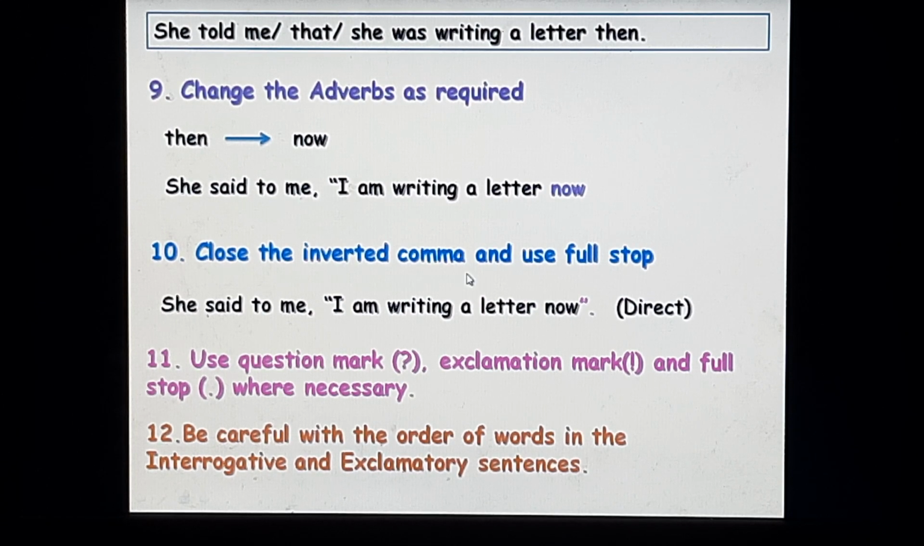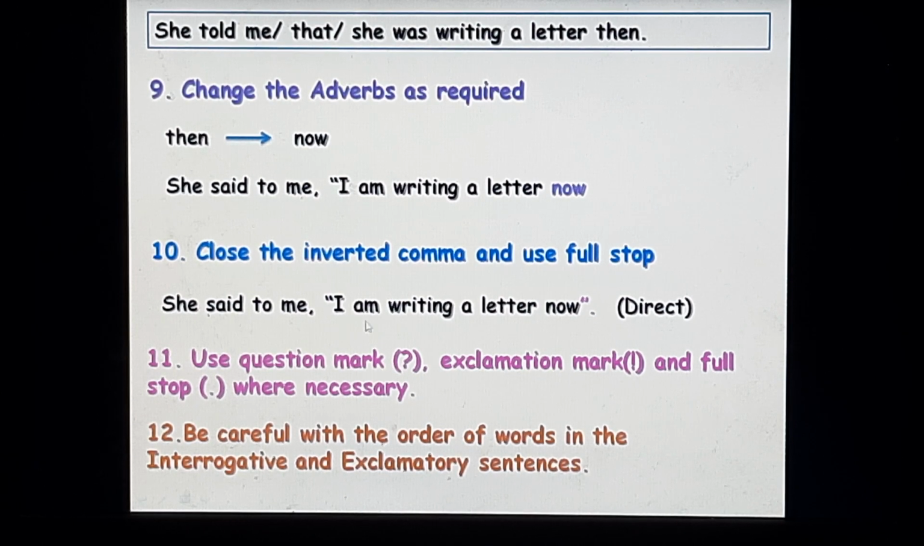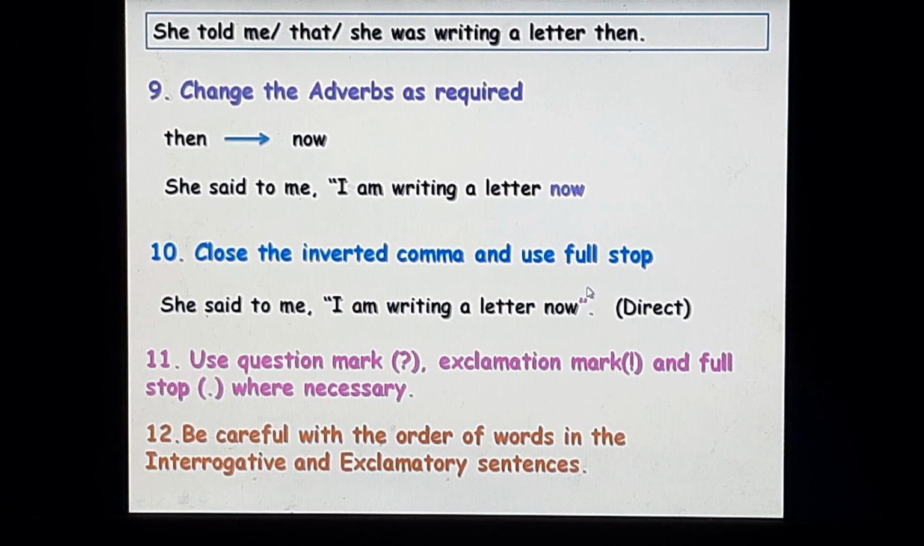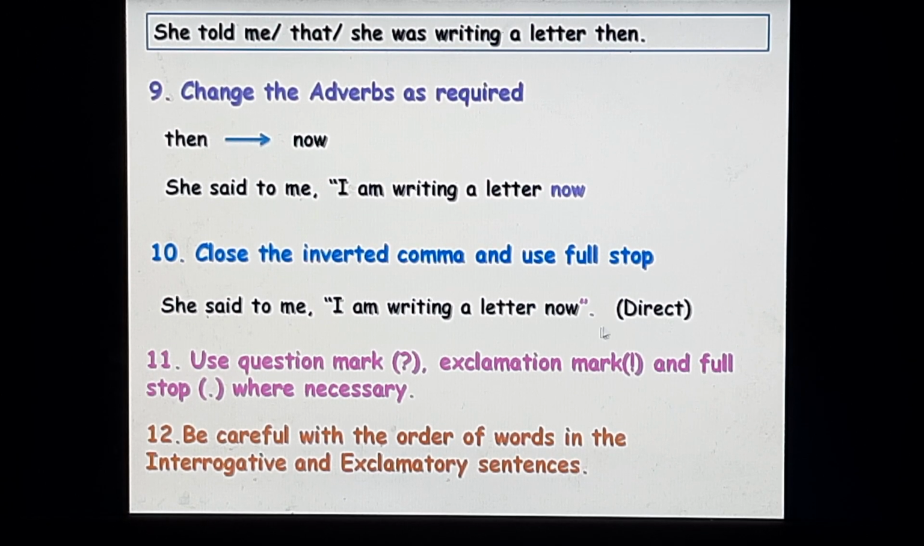Then close the inverted comma and use the full stop. So she said to me, comma, open inverted commas, I am writing a letter now. Close the inverted commas with a full stop. Now your direct speech is complete.